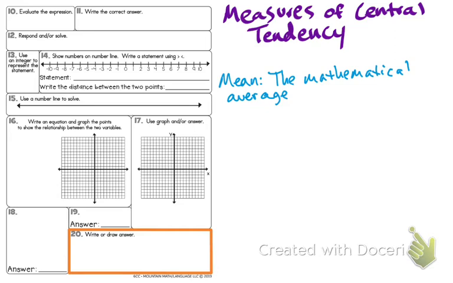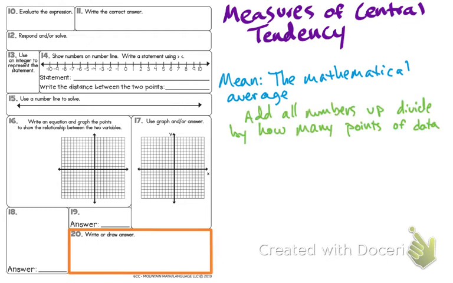Our first measurement of central tendency is what's called the mean. And the mean is the mathematical average of our data set. Generally speaking, if you've ever heard the word average before, what we are describing is the mean. In order to find the mean, you are always going to add up all of the numbers that are in the set of data that we have, and you are going to divide by how many points of data there were, or how many numbers were in that data set. And we'll take a look at how to do that in just a moment.